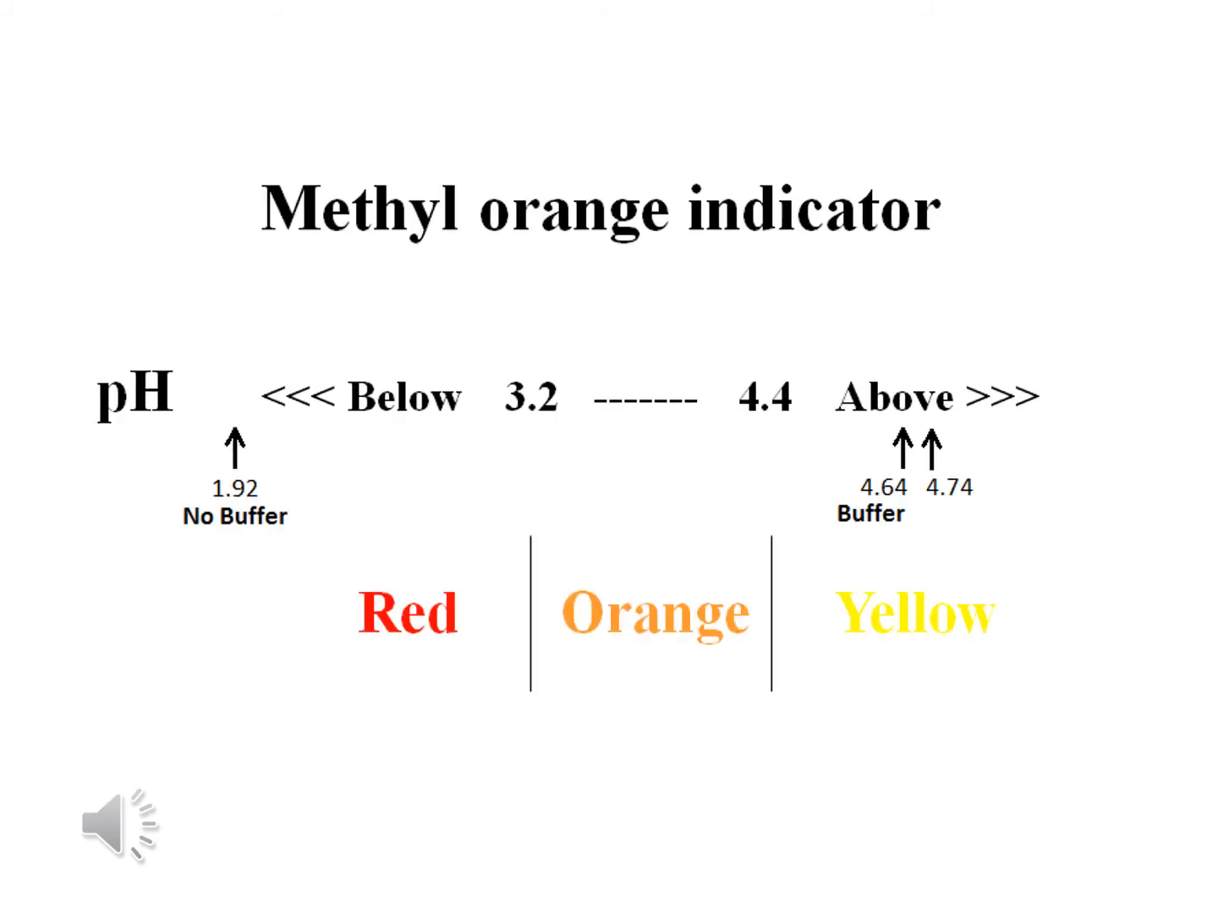We can still use this indicator for the problem because both of our solutions started out at pH 4.74, which is in the yellow range. The one that was not a buffer went all the way down to 1.92, so you would expect it to turn red. The one that was a buffer only went to 4.64, which stays in the yellow region, so you wouldn't expect it to change color. And this is going to show that buffers actually do work by preventing that color change.